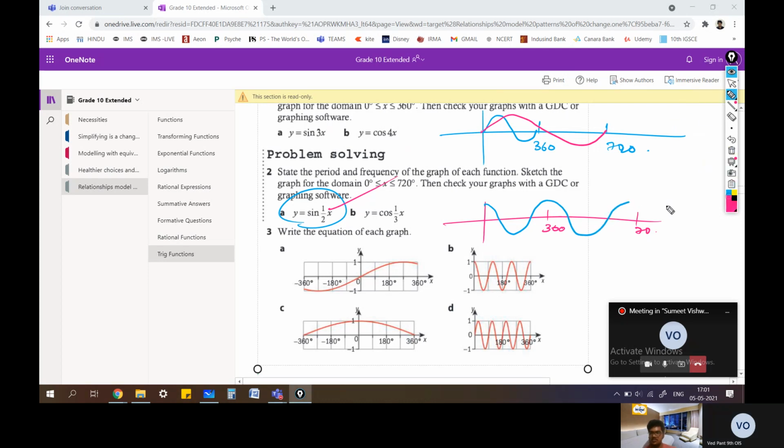Cos 1 upon 3 will be on a half. On this way it will be like there. So it won't end here. It has to. If we want to finish it, that will be 1080, I guess. Okay. Check it on GDC also. Check it on GDC. Yeah. Okay.